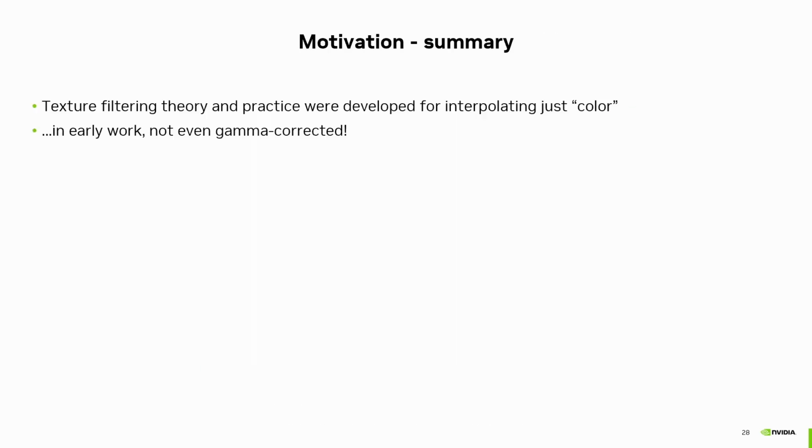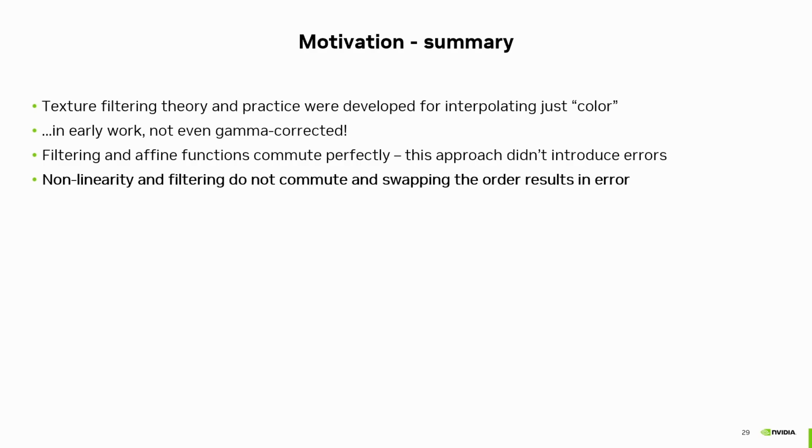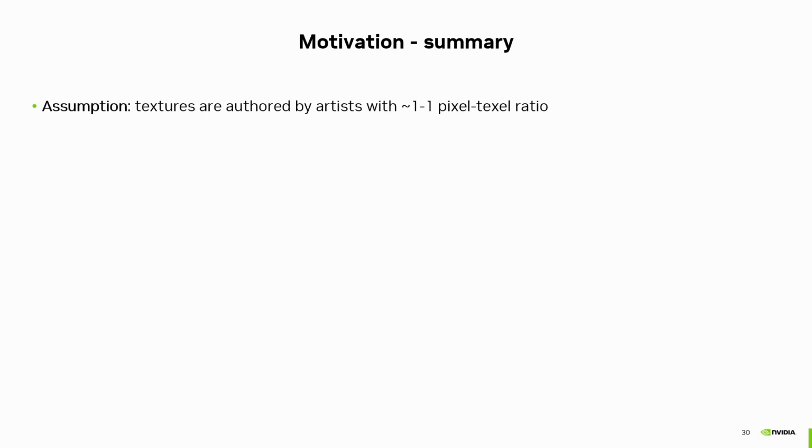So to sum up our motivation to look into this problem, we noticed that texture filtering theory and practice were developed for interpolating just color, and in early work it was not even gamma corrected. And filtering and affine functions commute perfectly. You can swap order arbitrarily. It's mathematically equivalent. It doesn't introduce errors. However, any nonlinear function and filtering do not commute, and swapping order results in error or bias.